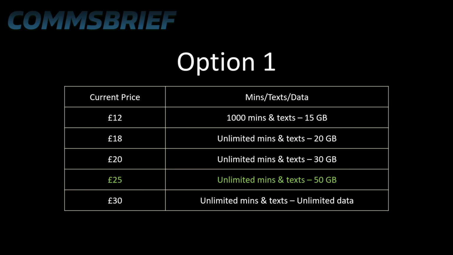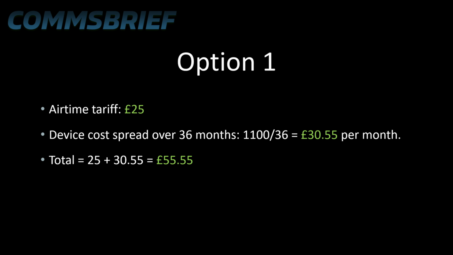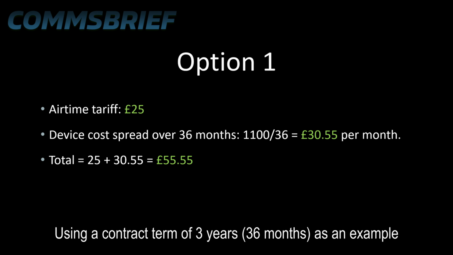Option one, which is nowadays more likely, is where many mobile operators have separate airtime and device plans. With this option, the customer pays a monthly subscription for the airtime, so in this example £25, and the total device cost is then spread separately over the period of the contract term.